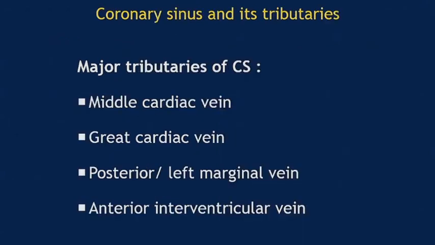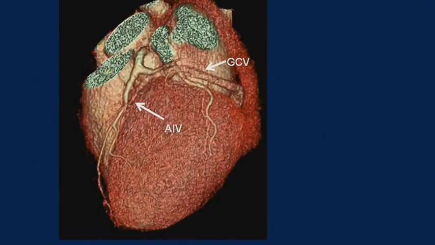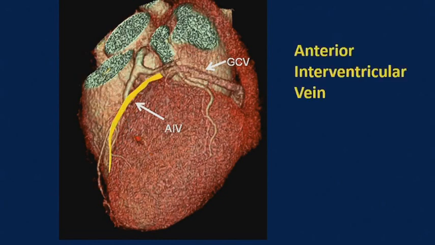There are various tributaries, and we'll talk about these one by one. So here's a volume rendered image. And again, if you recognize, this is our anterior interventricular groove here. So the vessel, the coronary artery that lies here, is the LAD. Now you can see there is a vein accompanying it. And it's very easy to remember its terminology, anterior interventricular vein, because that's where it lies, accompanying the LAD.